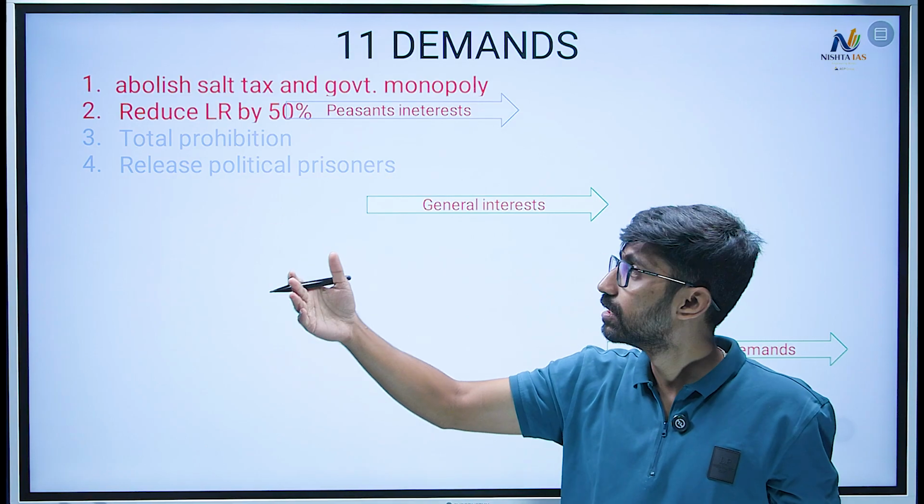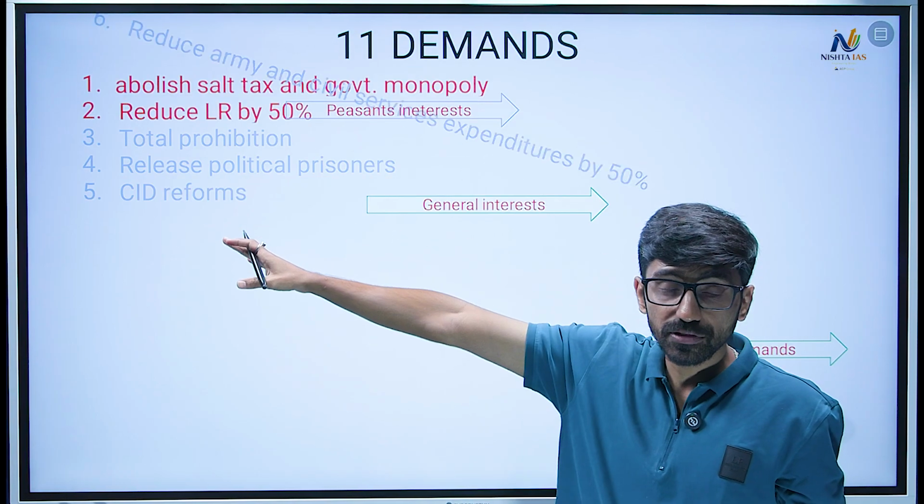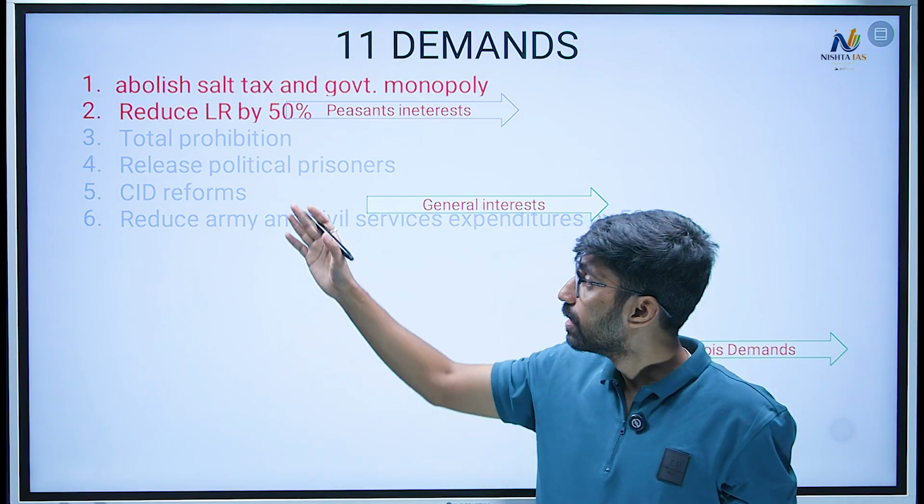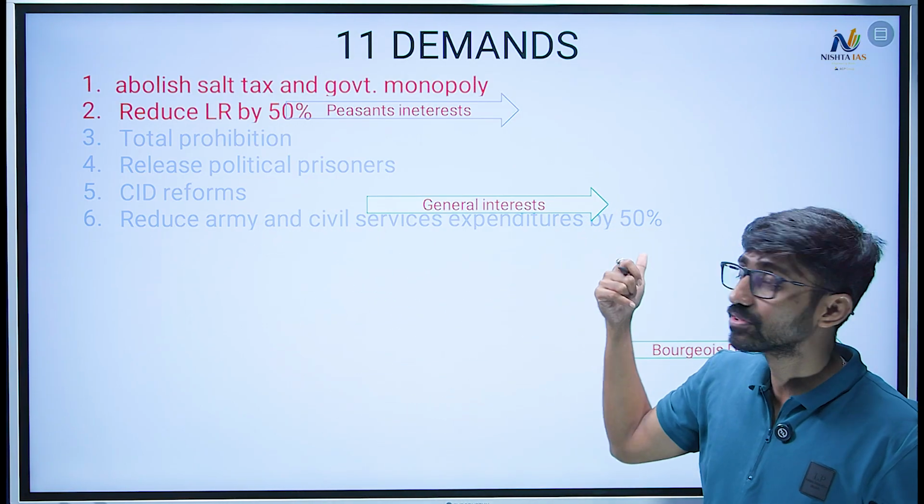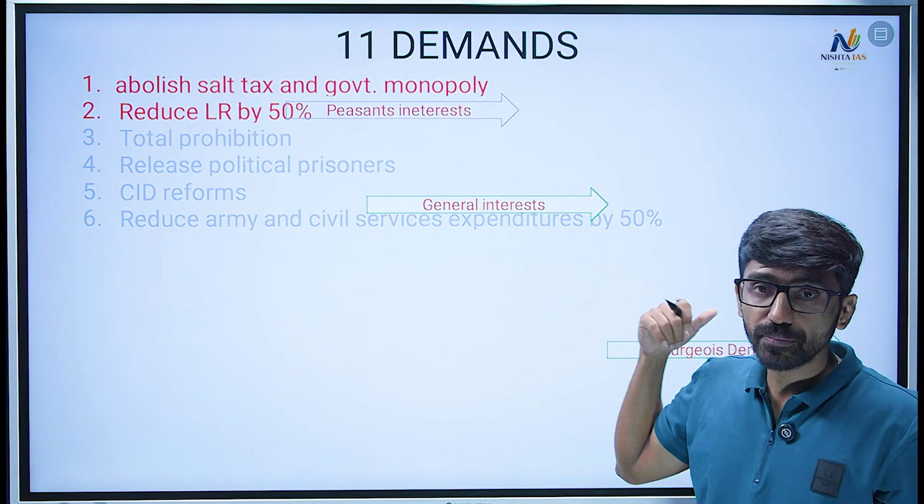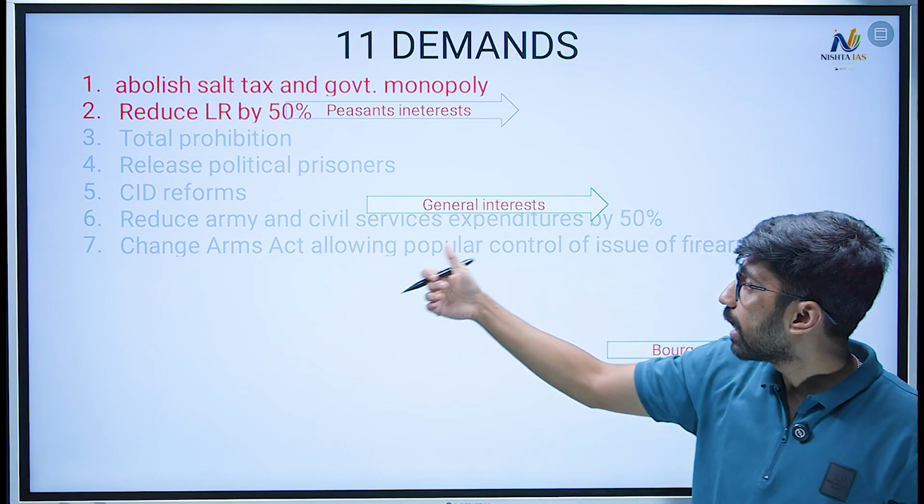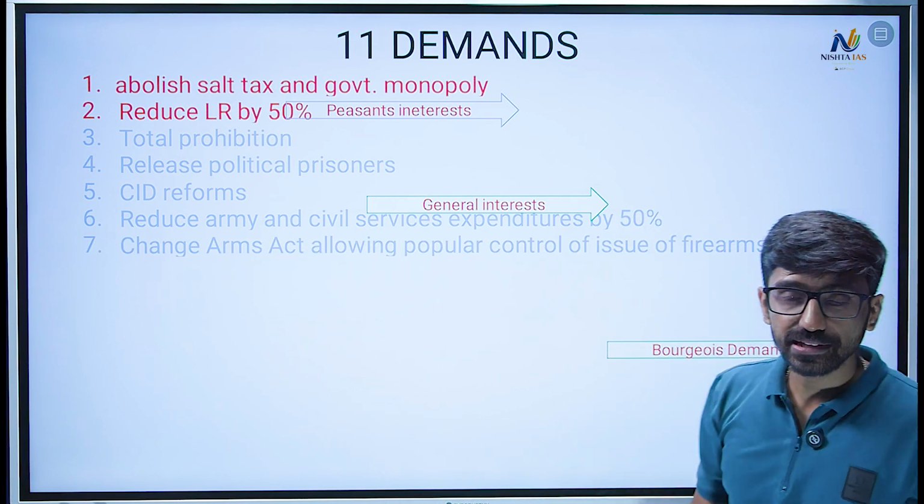They had been arrested. Then again, CID reforms, because criminal investigation reforms are necessary, as they were used for exploitation. Reduce army and civil service expenditure, which was leading to a drain of wealth. Reduce by 50%. These are general interests. One more: change the Arms Act, allowing popular control of the issue of firearm licenses.